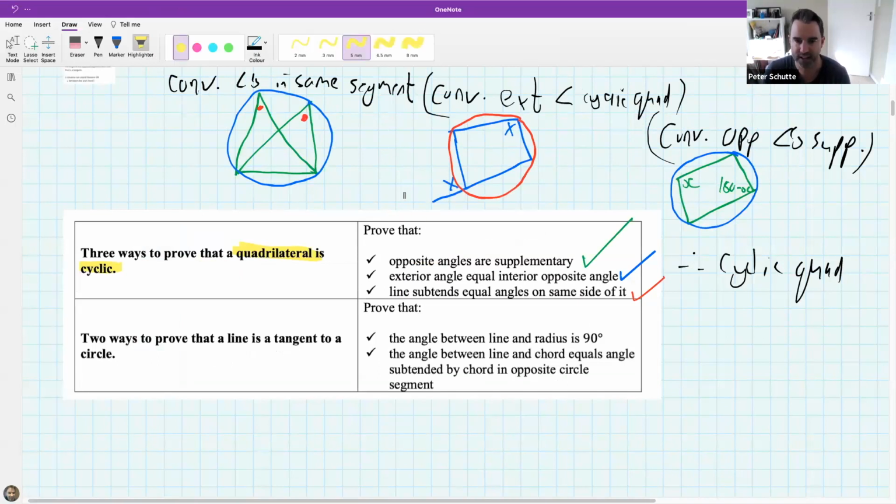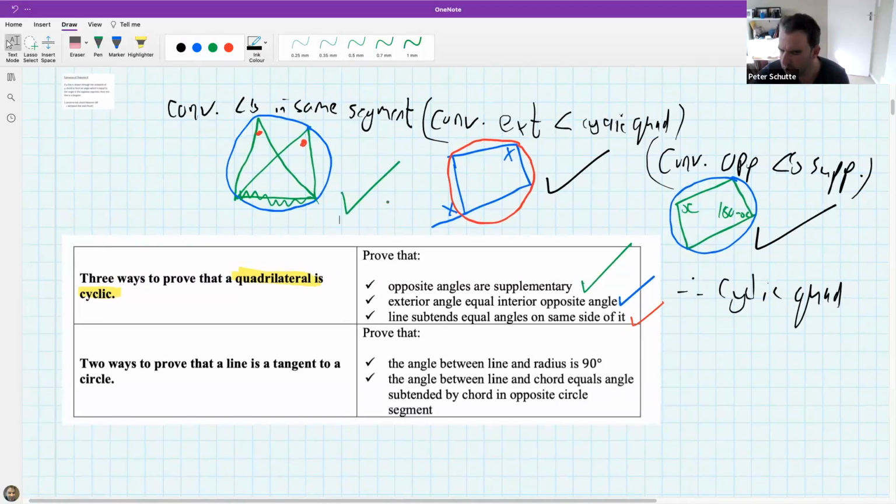So all I'm saying is, if you want to prove something is a cyclic quad, you look and see: are the opposite angles supplementary? Do opposite angles add up to 180? If they do, it's a cyclic quad. Or you can check: is the exterior angle of a quadrilateral equal to the interior opposite? Then it's a cyclic quad. Or look if there's a line segment that subtends 2 equal angles. And then you've got another way of proving it's a cyclic quad.